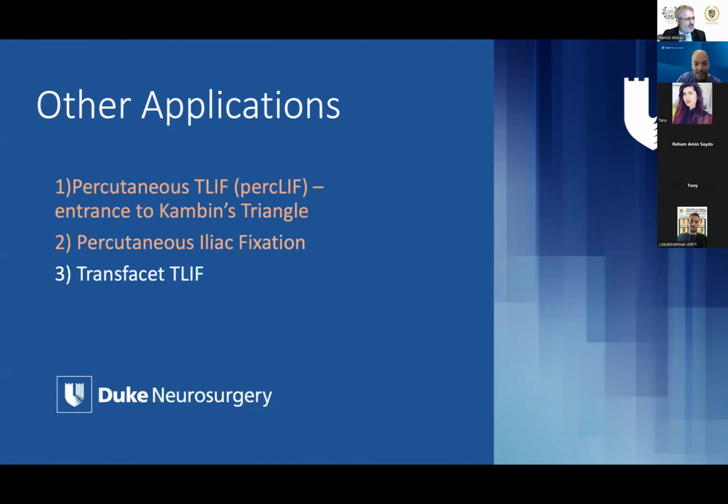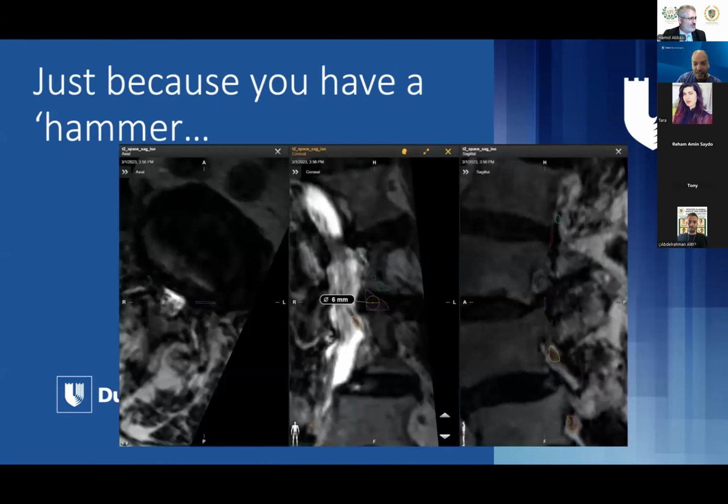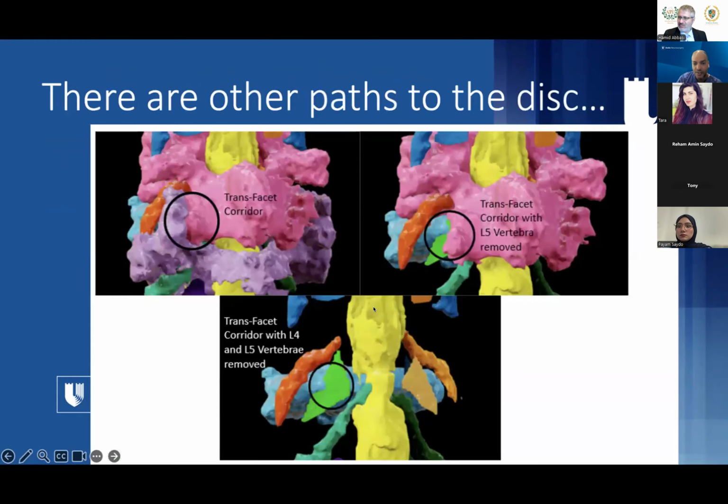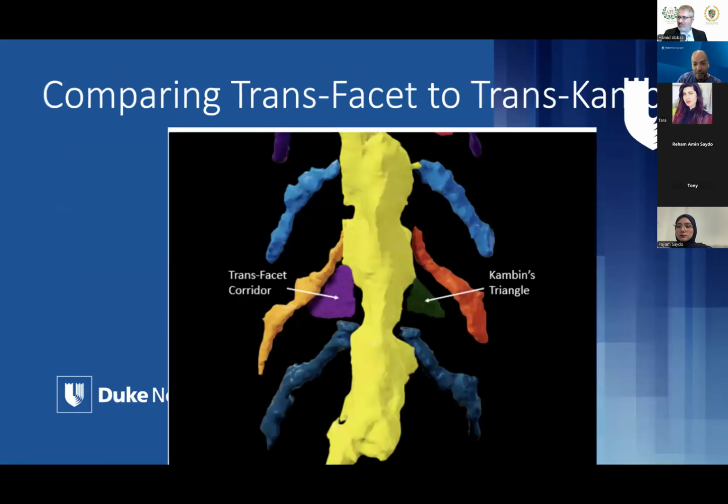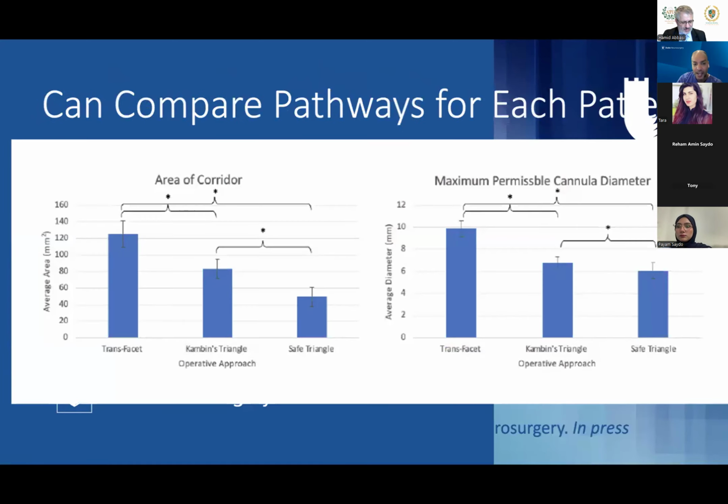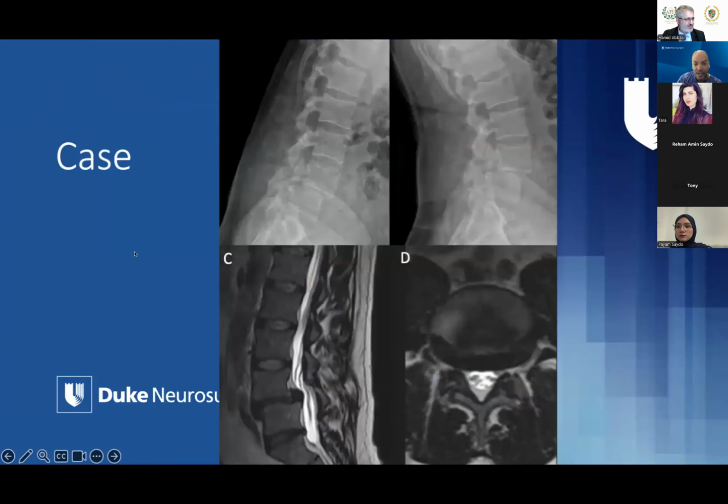How about the transfacet TLIF? As we started studying Kambin's triangle, we know some people's Kambin's triangle was less than 6 millimeters. That's too small. So using this segmentation software, we're able to look at the different corridors. We found that the transfacet corridor in general is larger. So here's a case, grade 2 spondylolisthesis, not a very good candidate for either direct lateral or OLIF, right? No real corridor here.